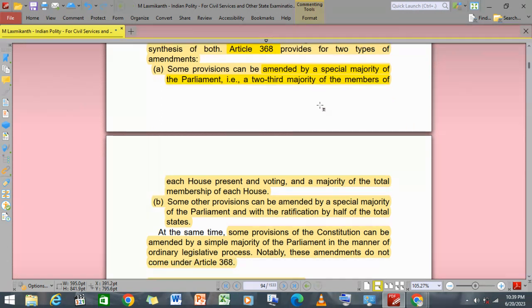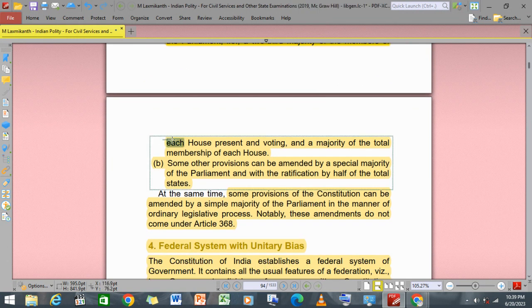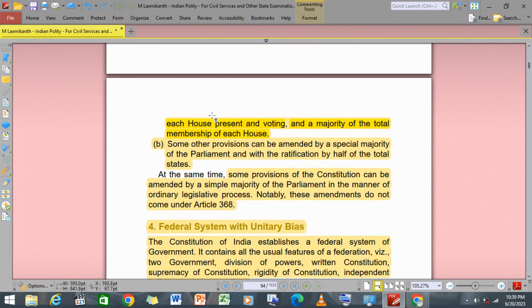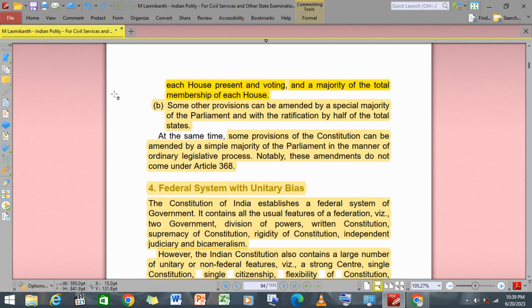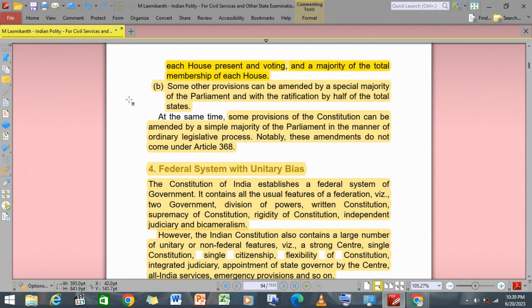That means a two-thirds majority of members of each house present and voting, and a majority of the total membership of each house is also required. Now, some other provisions can be amended by a special majority of Parliament, and with ratification of half of the states.